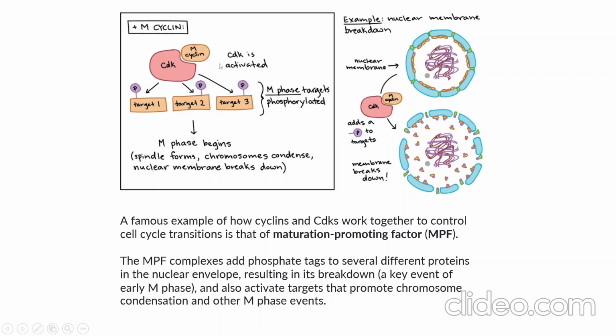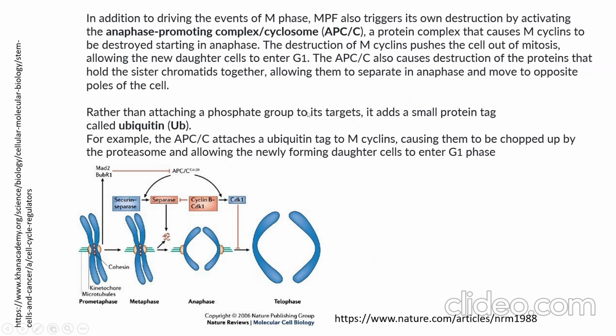So M cyclin binds with CDK that allows it to phosphorylate its various targets because now the CDK is activated, and then the M phase can begin, your spindle can form, chromosomes can condense, and the nuclear membrane can break down. So this is one of the ways that the MPF is involved here. And of course, aside from MPF, you have other important complexes that are involved in the progress of the cell cycle.